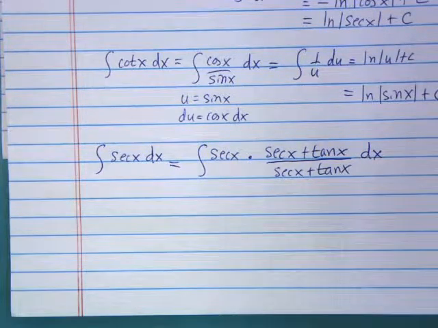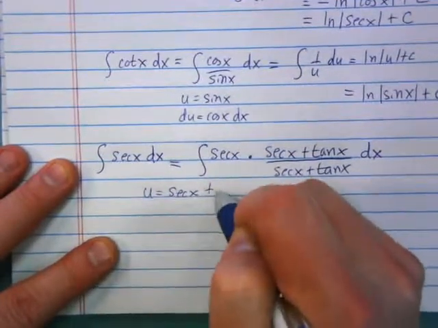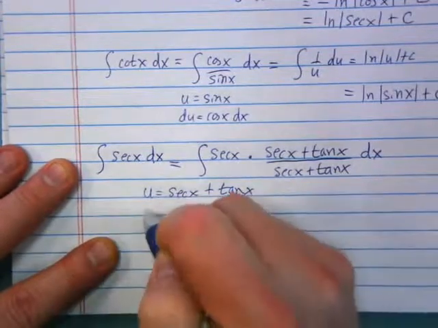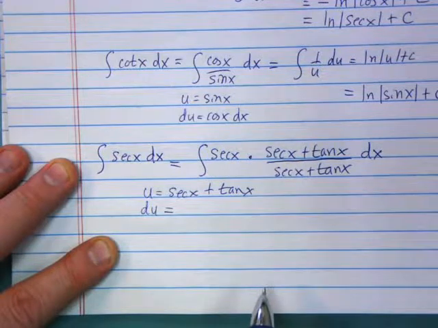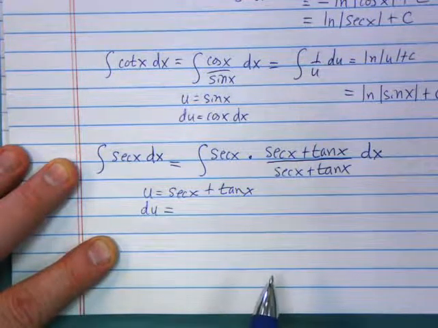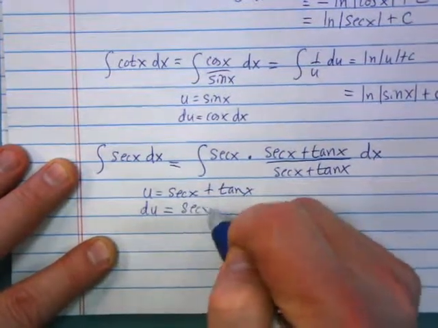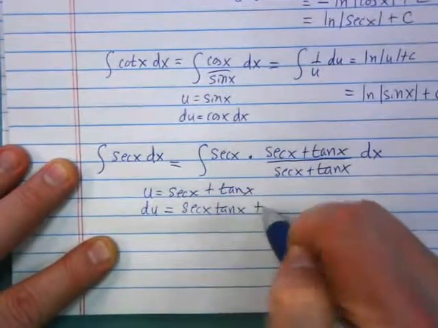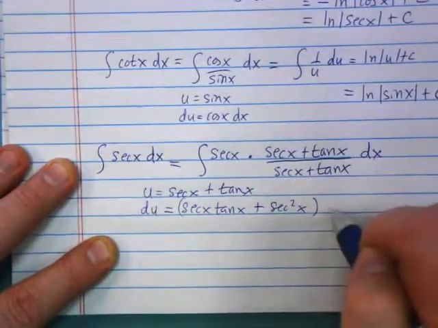What should u be now? Well, we have a fraction. When we have a fraction, u is almost always the bottom. So I'm going to let u be the bottom, secant x plus tangent x. So du is, what's the derivative of secant? Secant x tangent x. Plus, what's the derivative of tangent? Secant squared x dx.